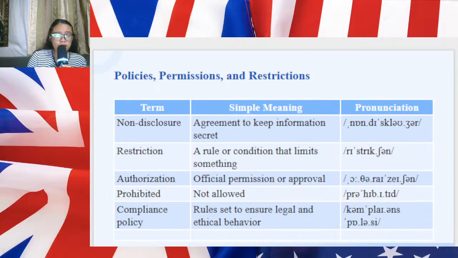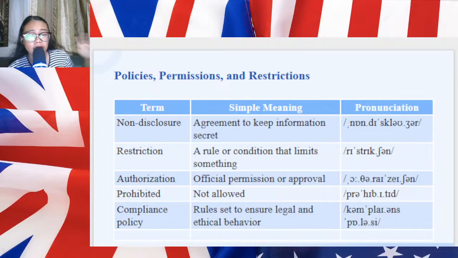You can use this term when referring to a company's internal document outlining its commitment to compliance, or when discussing the rules and procedures designed to ensure legal and ethical behavior within an organization, or just as simply when implementing or reviewing a company's compliance framework. Pronunciation wise, we have compliance policy.